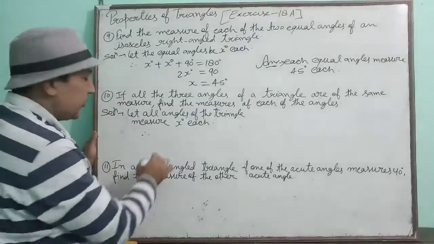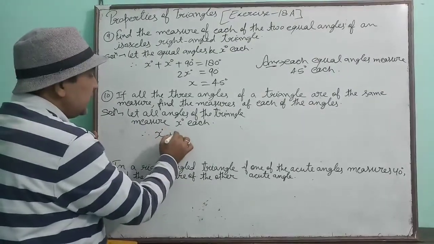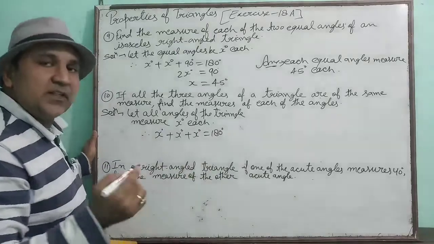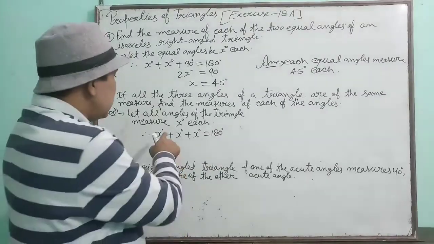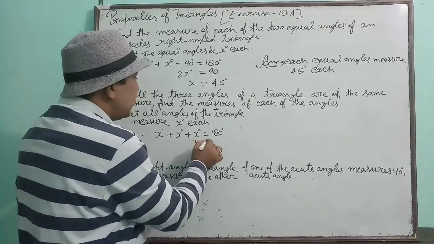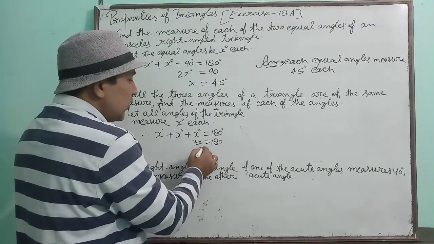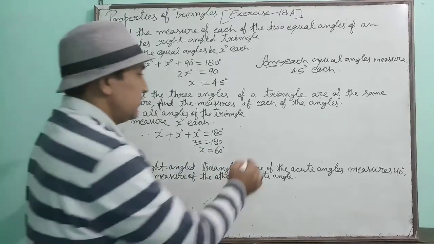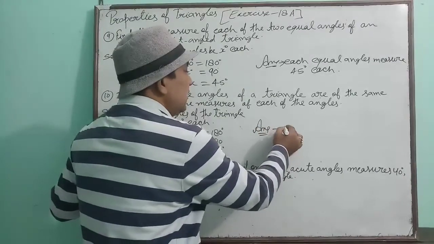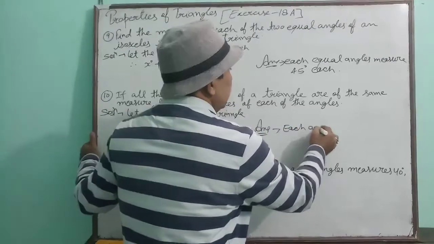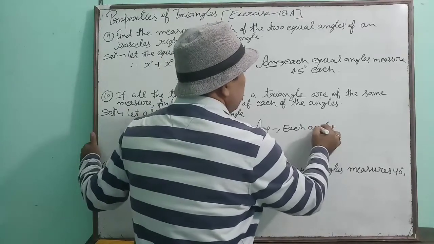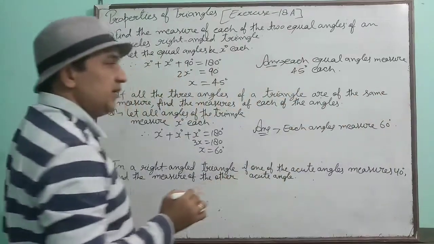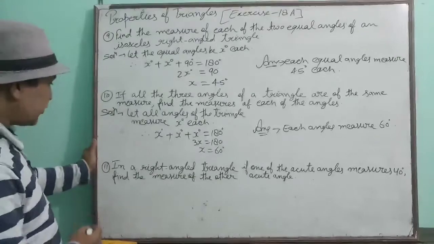Now apply the angle sum property. First angle is x degree, second is also x degree, third is also x degree. So the sum is always 180 degree. This is the angle sum property. So x plus x plus x is 3x. 3x is equal to 180 means x is equal to 60 degree. This is your answer. What is your answer? Each angle measures 60 degree. Okay.